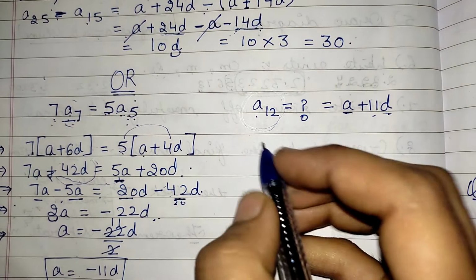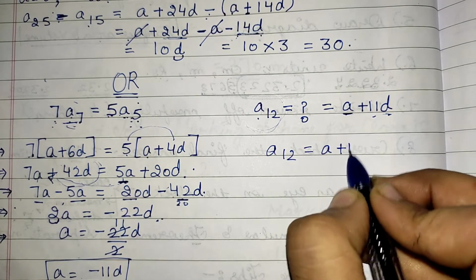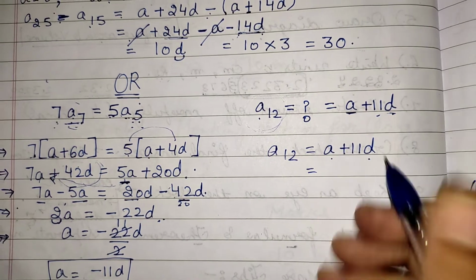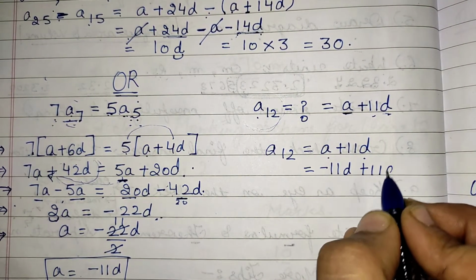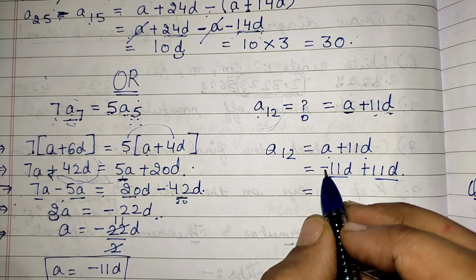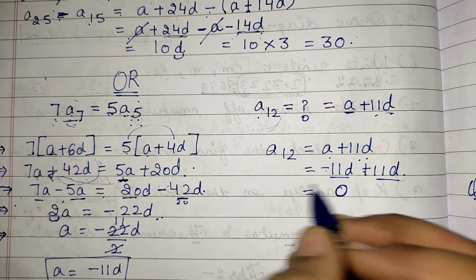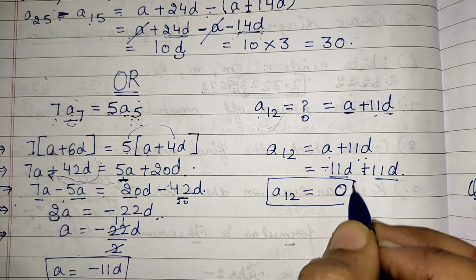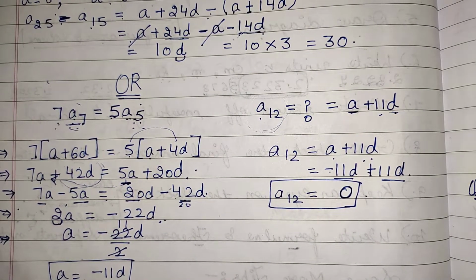Now put the value of A in this equation. A12 is equal to A plus 11D. A is my minus 11D plus 11D. Both the terms are the same and have opposite signs, so they will get cancelled out and the answer will be equal to 0. That means the 12th term of this AP will be equal to 0.